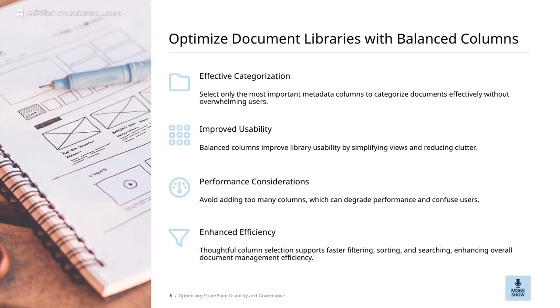Effective categorization plays a big role here. Focus on selecting only the most important metadata columns. This way, you categorize your documents effectively without overwhelming your users with unnecessary details. In essence, a balanced approach to columns enhances both usability and performance, helping your team work more smoothly with SharePoint.